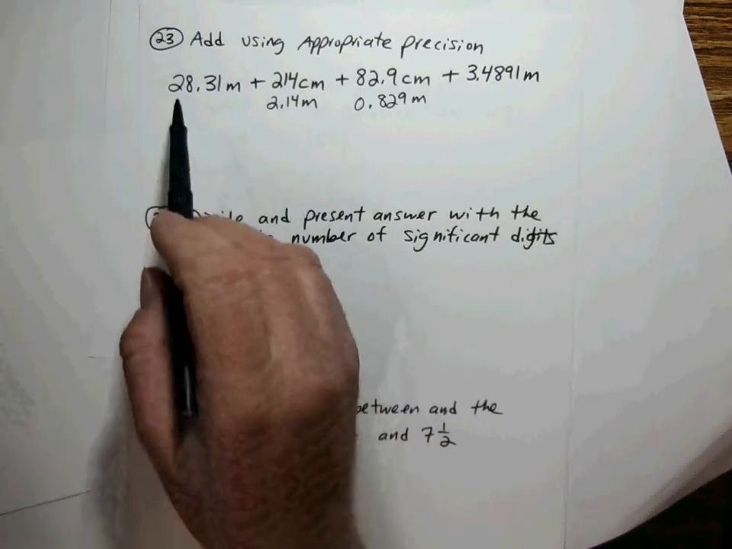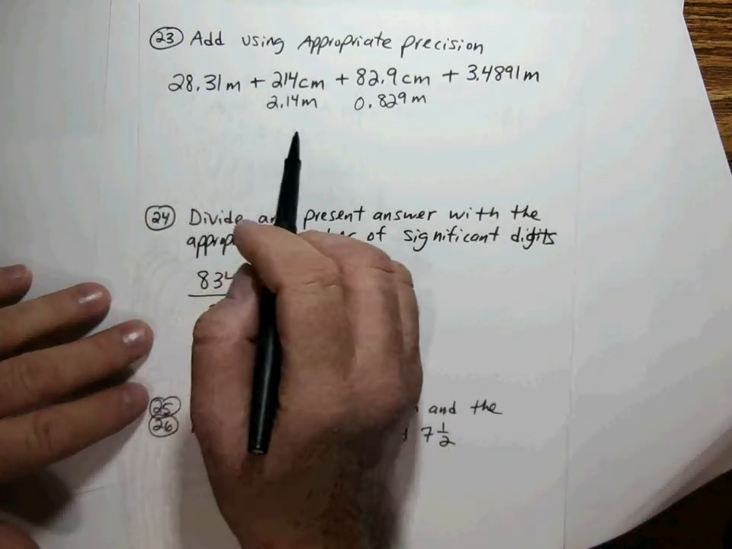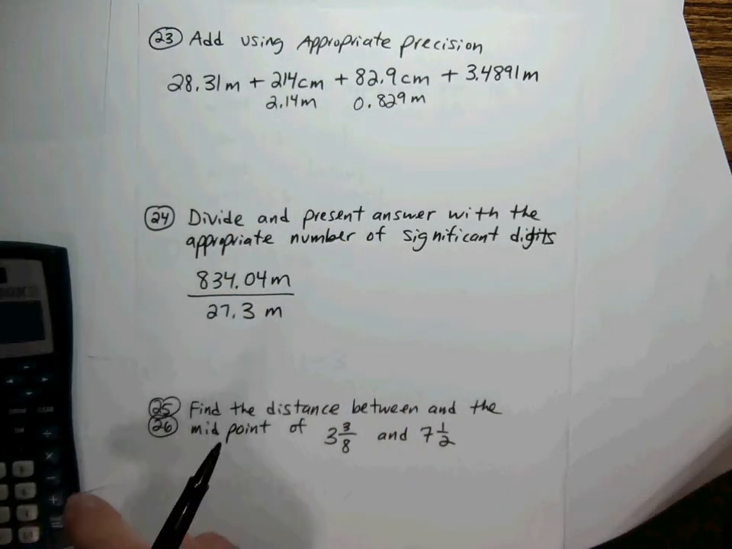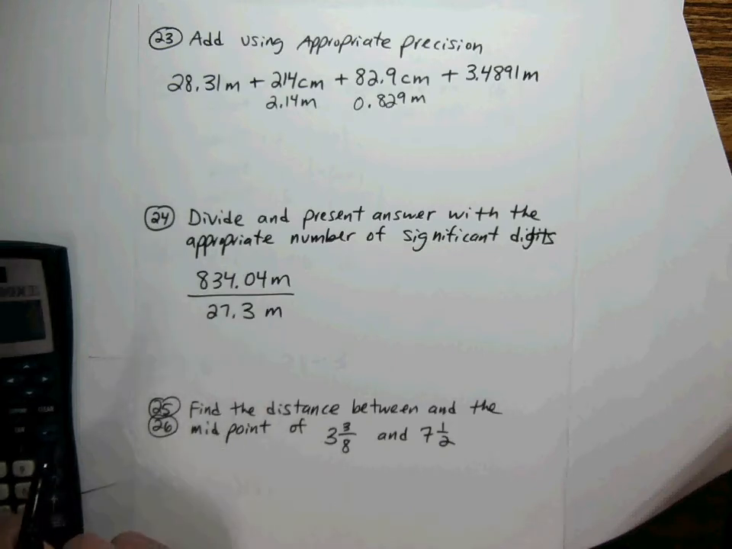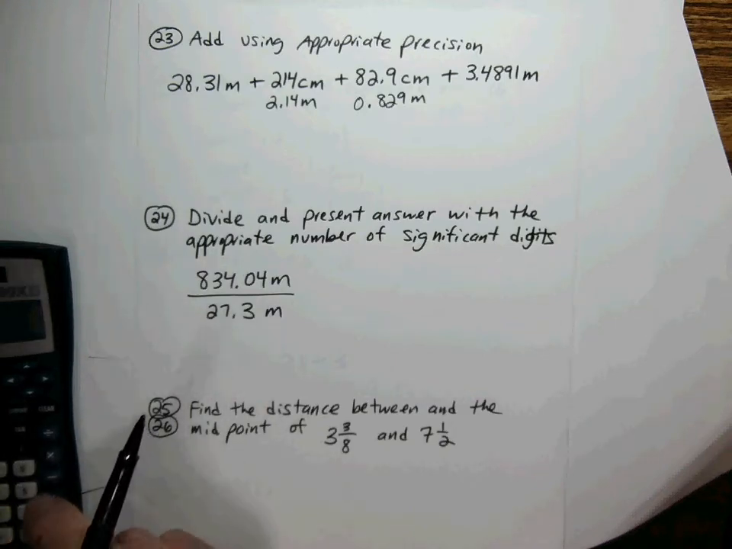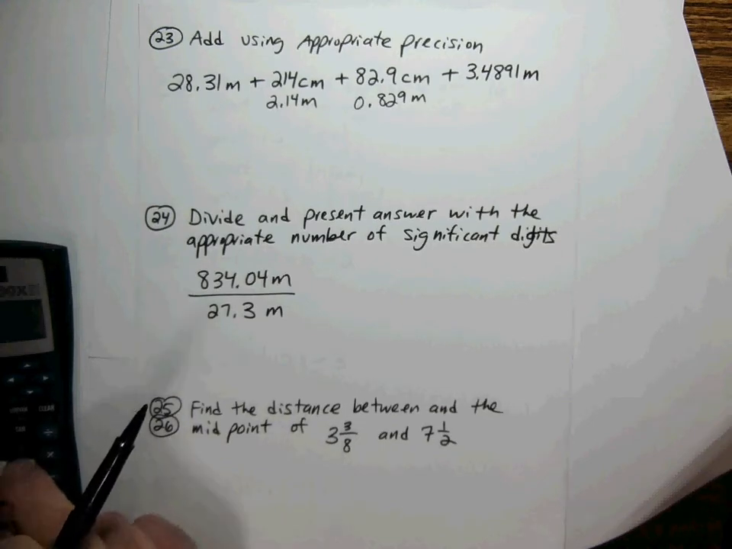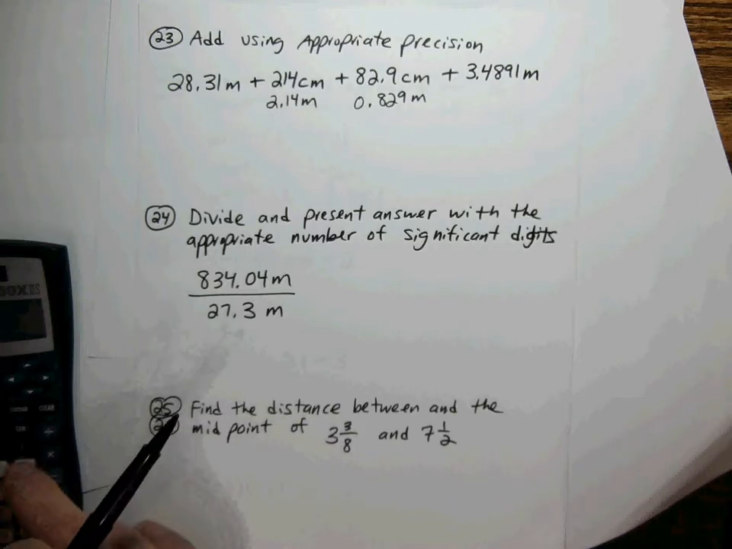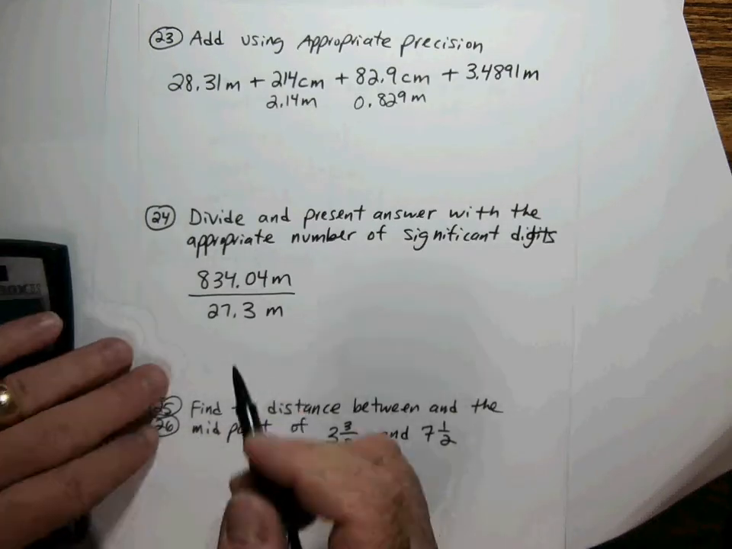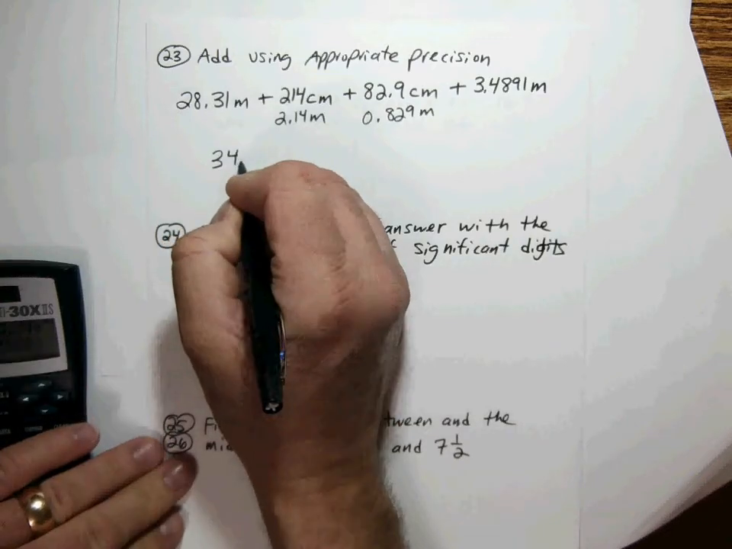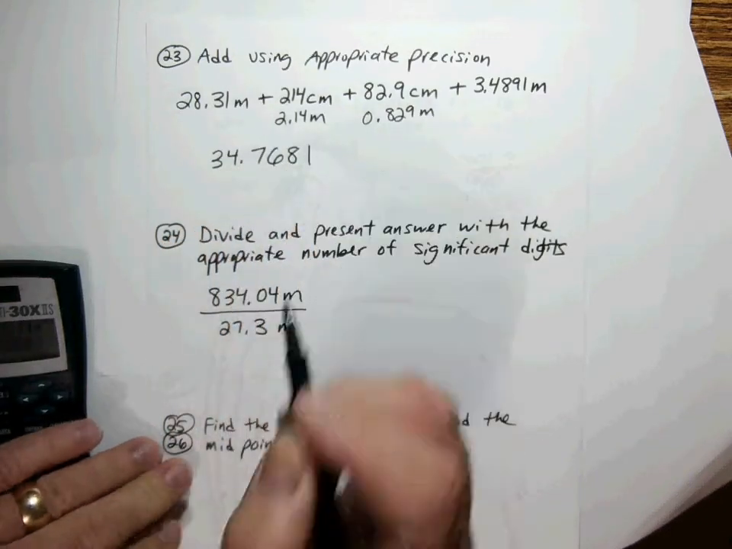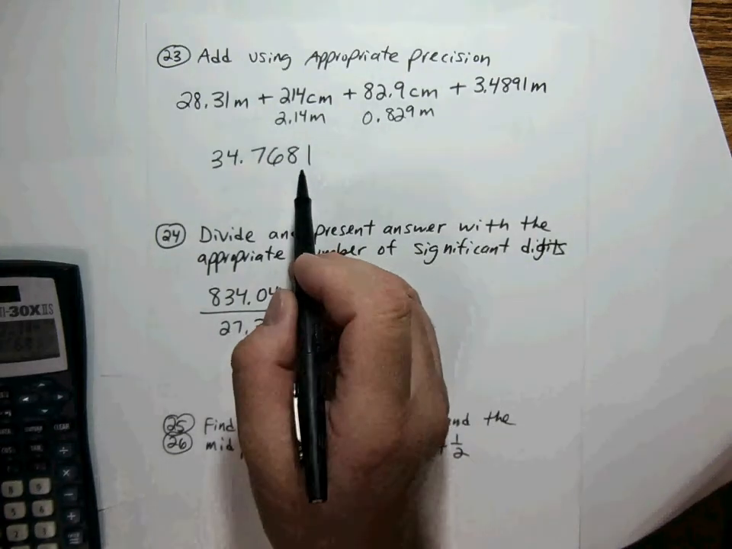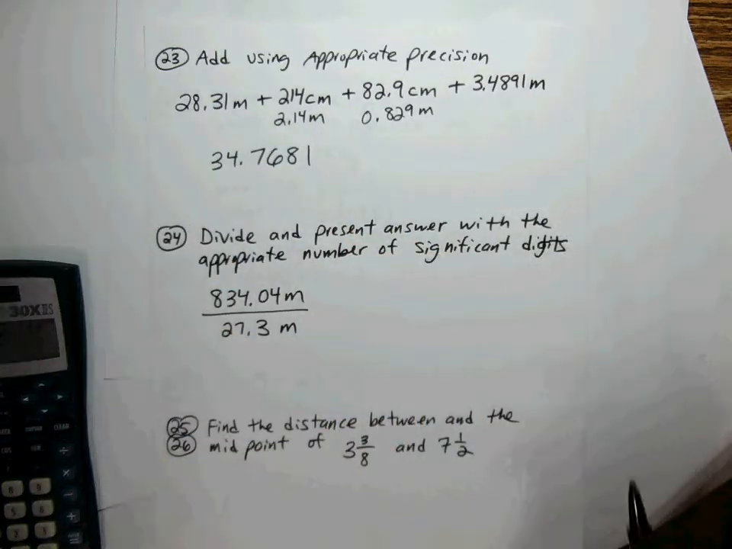Okay, so I need to add these 4 numbers together. 28.31, plus 2.14, plus 0.829, plus 3.4891. Okay, so the calculator spits out 34.7681. However, because I don't have this level of precision with all of my numbers, I cannot report adding them together that way.